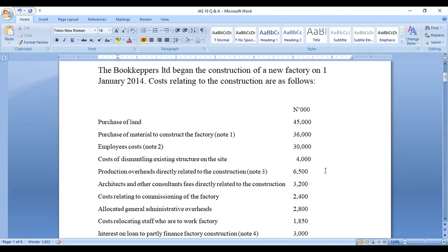Remember, the question says you should determine the cost of the factory, and then give reasons for inclusion or exclusion of cost. For example, if you are saying we should include the cost of purchase of land, you should be able to tell us why you think that cost should be included. So please, we can unmute ourselves so we can give our individual opinions. Thank you.